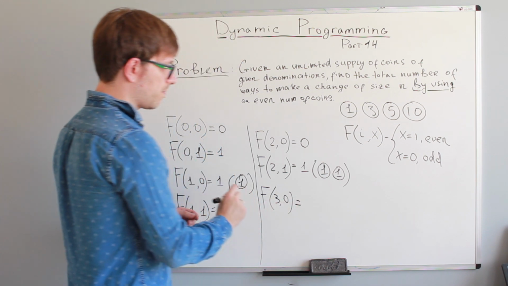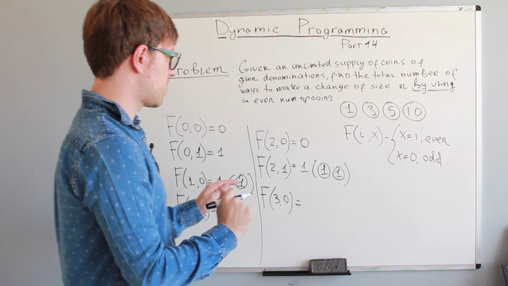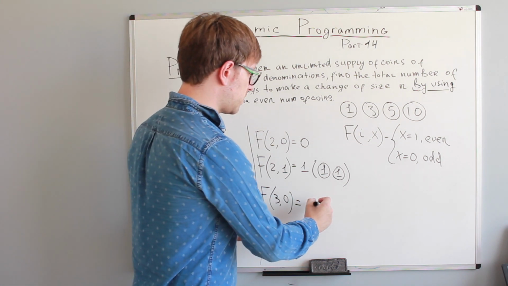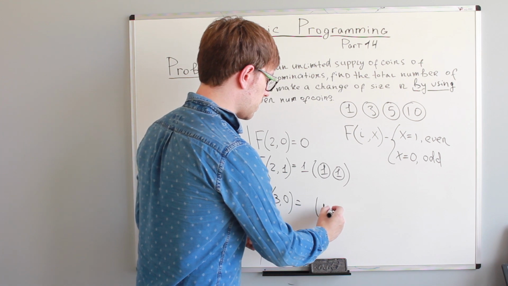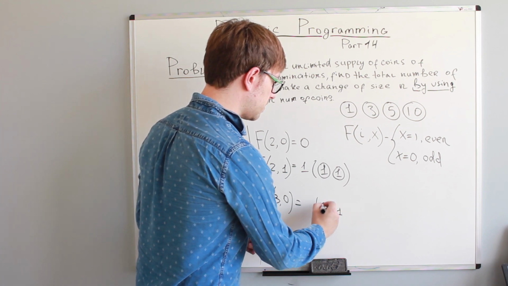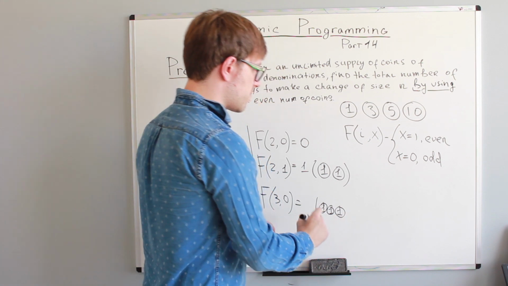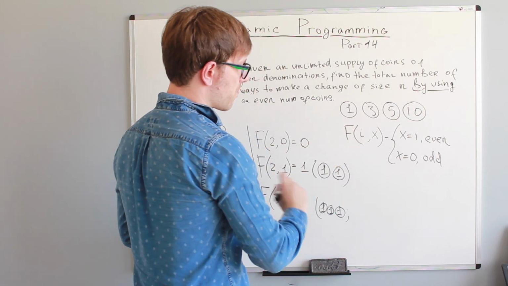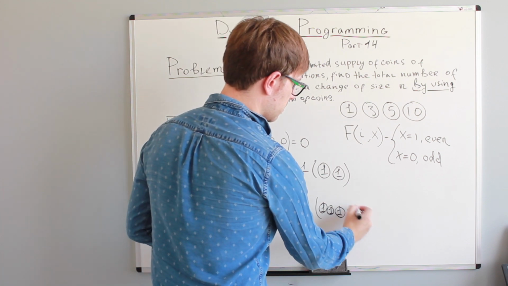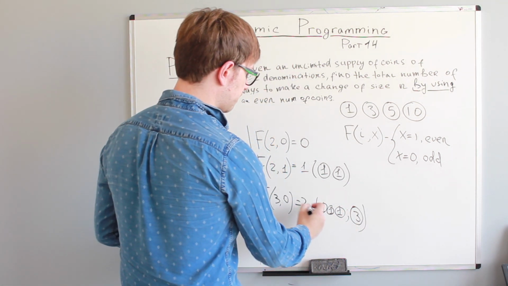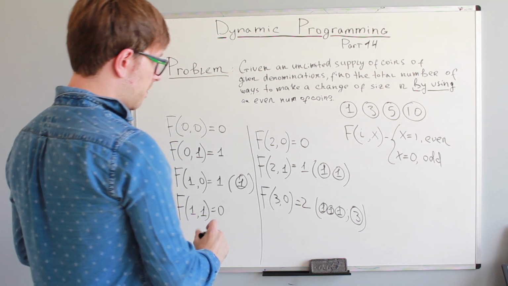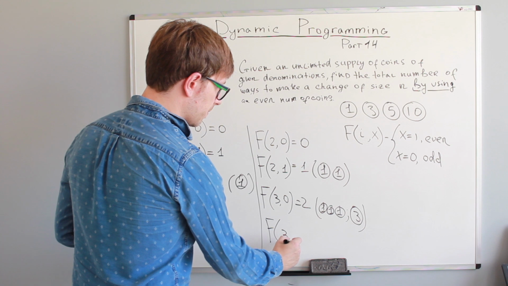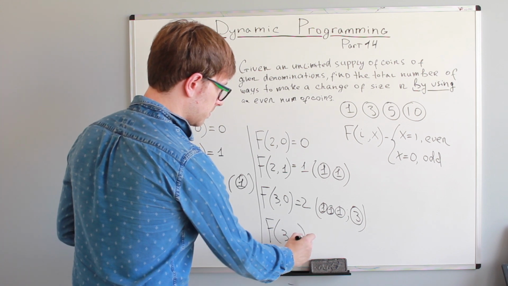How many ways to make a change of size 3 by using an odd number of coins? The first way is we could just do 1, 1, 1, right? 3 ones. And then the second way, we could just return 3 cents. So there are 2 ways. Now, what about f of 3 with an even number of coins?